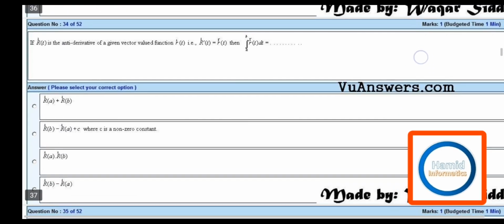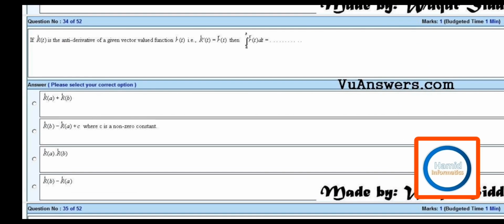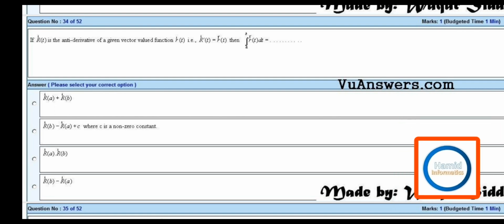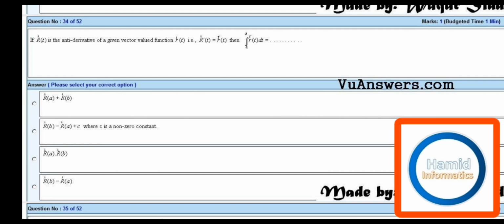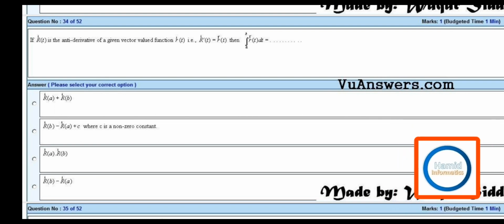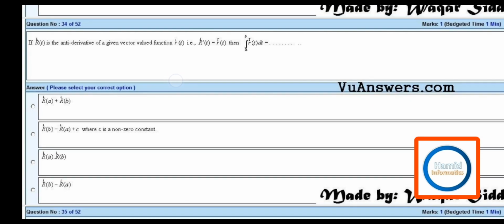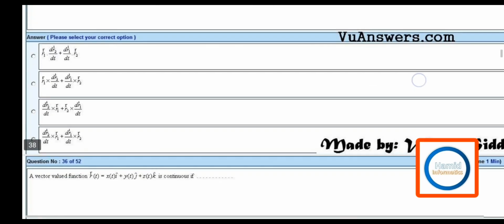Next one is, if R(t) is the antiderivative of a given vector valued function r1(t), i.e. r1(t) is equal to R'(t), then the integral from a to b of R'(t) dt is equal to, here there is no answer, so skip this one.